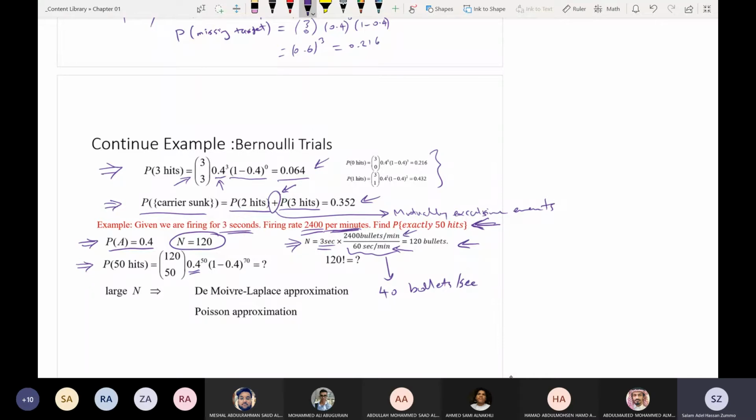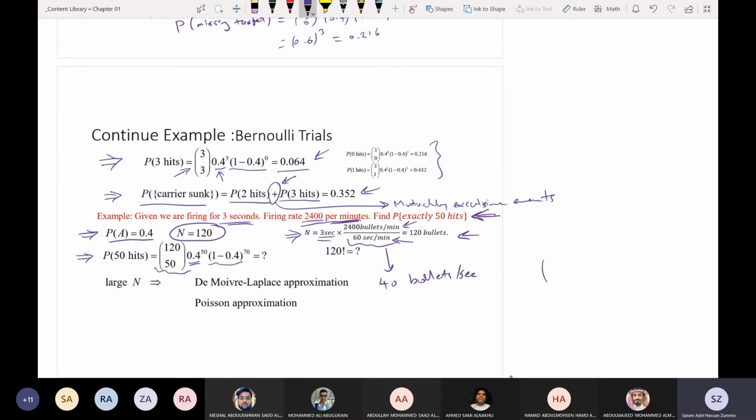probability of hitting, to the power 50, because we hit 50 times. So we raise 0.4 to 50. Multiplied by 1 minus 0.4, which is the probability of missing, to the power 70, because 70 times out of 120 we missed. And we have 120 choose 50. Now, if you try to calculate this, 120 choose 50, this is equal to 120 factorial divided by 50 factorial divided by 70 factorial.